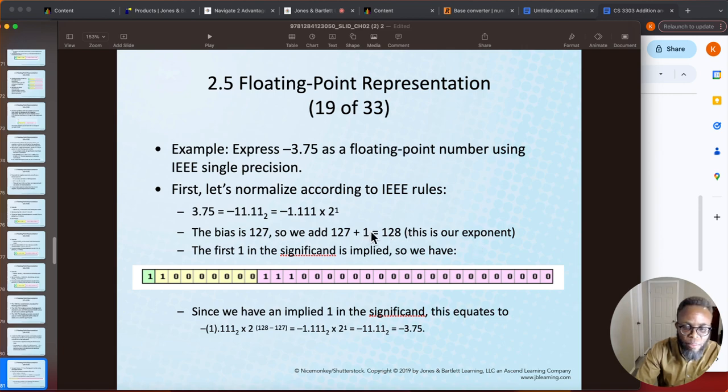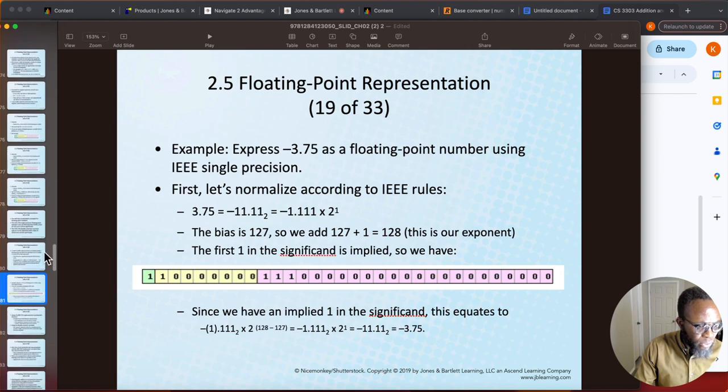And where did this one come from? This one came from the exponent, right? The power of the exponent. You add it, that becomes 128, you represent that, and that is what we store in here. And then here, the first 1 in the significand is implied. So we have this. Okay, so that's what the whole bias is all about. So read through that. That's covered in pages 95 and 96, it covers all that stuff. And again, I've prepared a video for you on that. Okay, so if you have any questions, please let me know.